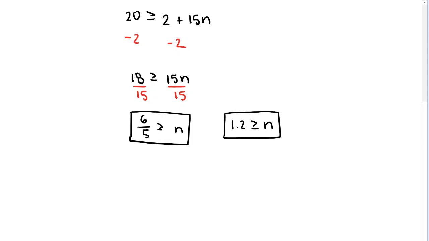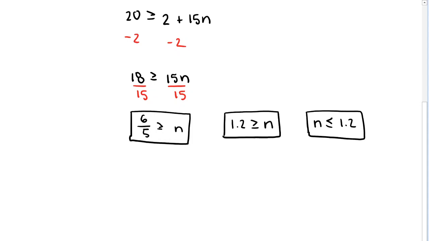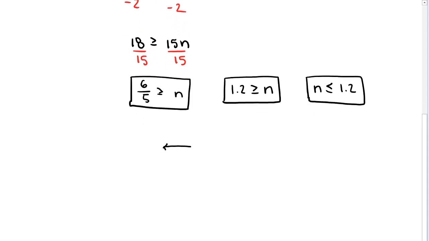And it's usually easier to view an inequality when the variable is on the left. So we can flip around this whole inequality to say n is less than or equal to 1.2. These are all the same. But I think maybe the one on the right is the easiest to understand. So here, if I have my inequality, my number line, I want to make sense of the solutions to this inequality.